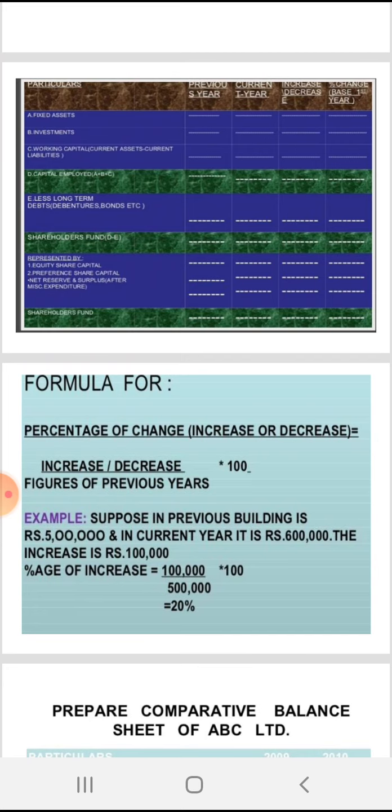Now in particulars we will write first A fixed assets, B investment, C working capital, that is current assets minus current liabilities, D capital employed, that is the total of A plus B plus C. Then E we will write less long term debts, that is debentures and bonds etc. Then we will calculate the shareholders funds by subtracting E from D, that is long term debts from capital employed. Then we will write represented by equity share capital, preference share capital and net reserves and surplus after miscellaneous expenditure. In the last we will calculate shareholders funds.